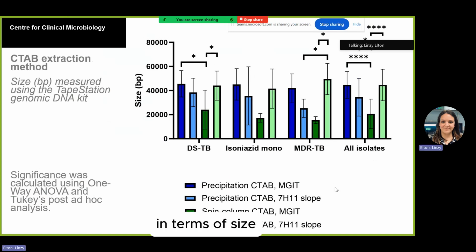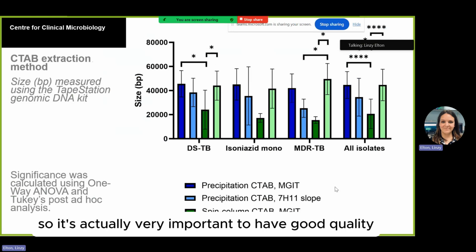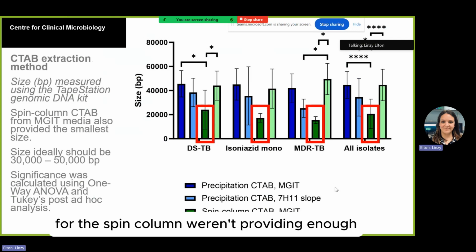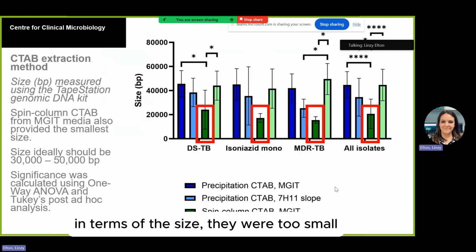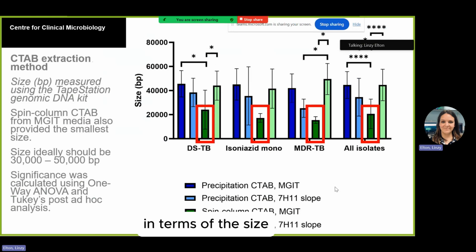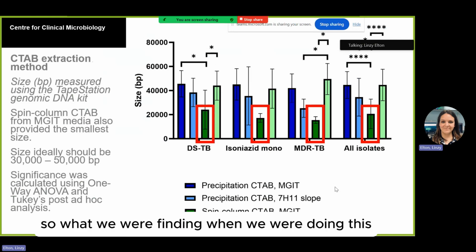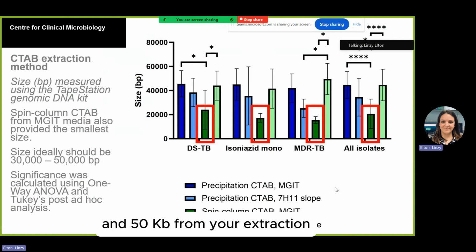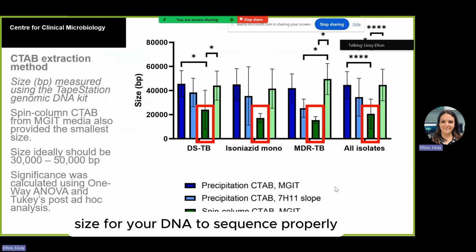In terms of size, Oxford Nanopore sequencing, as I say, is a long read technology. So it's very important to have good quality, large DNA. Again, we found that the midgets for the spin column weren't providing enough in terms of the size. They were too small, but all of the other methodologies were okay in terms of the size. What we were finding when testing out the different sizes was that somewhere between about 30 kb and 50 kb from your extraction was the ideal size for your DNA to sequence properly.